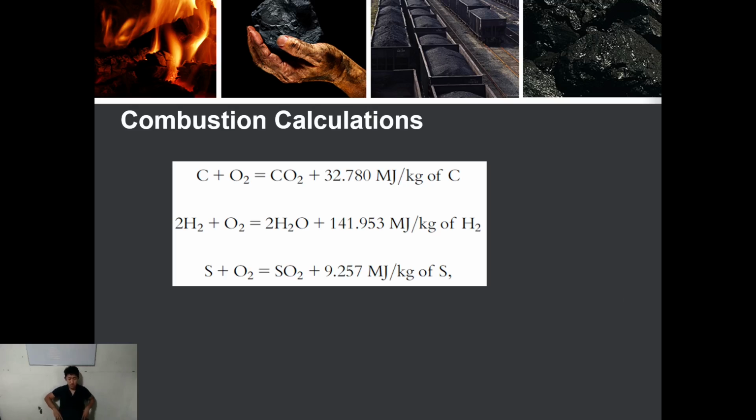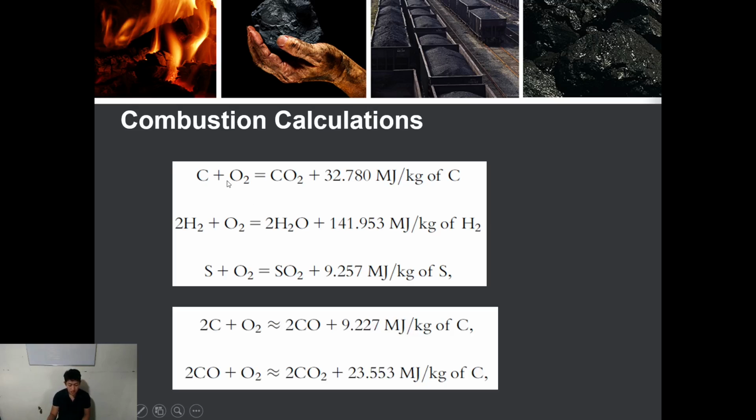Okay, let's focus on these three elements: carbon, hydrogen, and sulfur. Carbon, when it reacts with oxygen, produces carbon dioxide and releases 32.78 megajoule per kilogram of heat. Okay? If you compare that to hydrogen, hydrogen will produce 141.95. So hydrogen is much greater, but its composition is small compared to carbon in your coal, for example. So that is why the amount of carbon is significant.